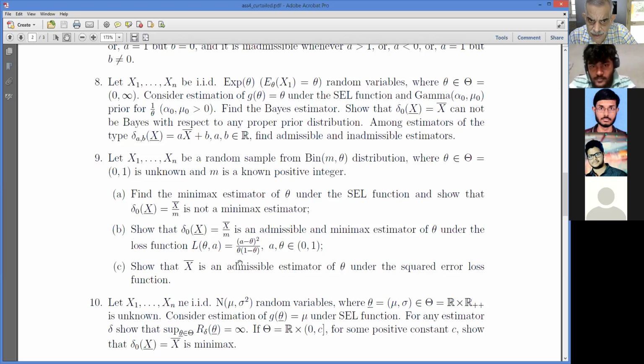But once you have divided by theta into 1 minus theta in this loss function, it becomes this loss function. So that means the risk of delta naught under this loss function is less than or equal to the risk of X bar by M under this loss function for every theta, with strict inequality for some theta. And that proves that X bar by M is admissible under this loss function. But you have shown that X bar by M is admissible.